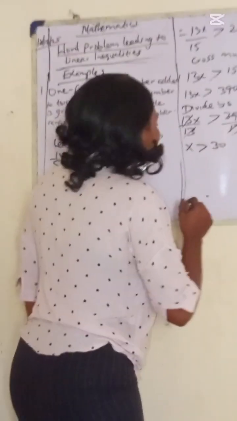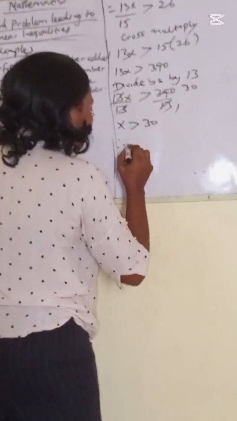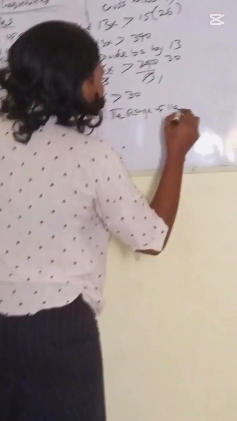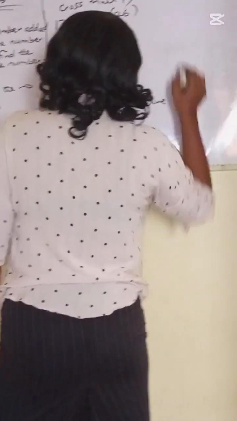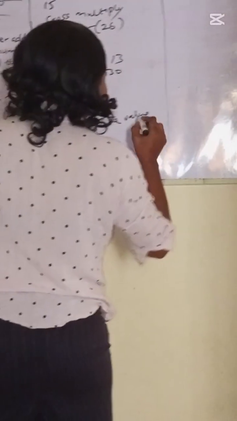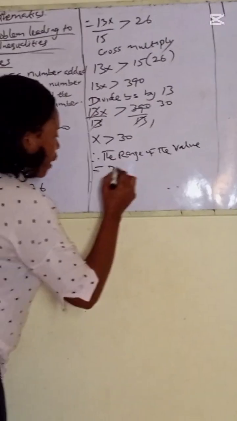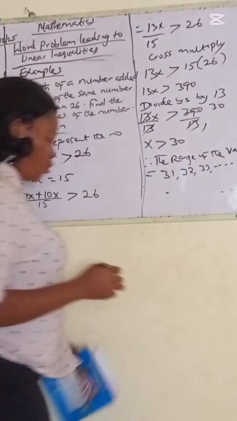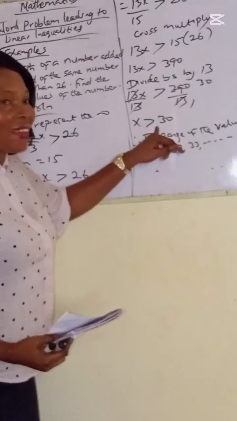So now go back to the question. The question says we should find the range of the number. So for us to get the range, I'm going to write therefore the range of the value is equals to 31, 32, 33, and so forth. Because our answer here said that x is greater than 30.